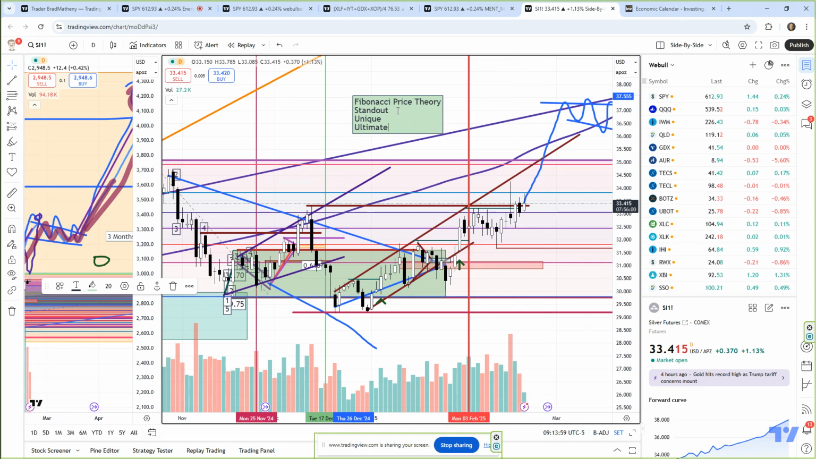So standouts are the shortest term, and those are typically 7 to 15 bars, or let's call it 7 to 14 bars in length. And then unique is 14 to possibly 24 bars without a touching. And then ultimate would be 25 to say 45 plus bars. Oops, caps. So how does this work?